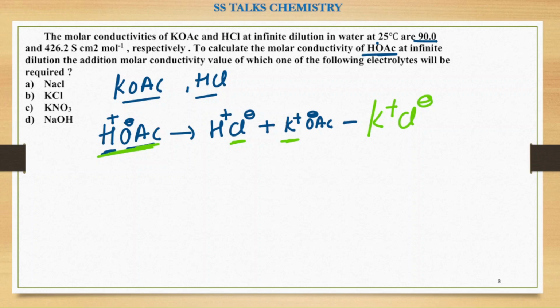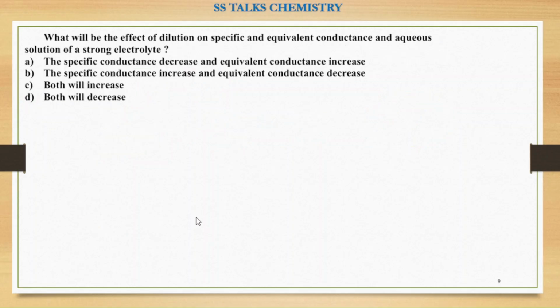So these values we already know. This one is the additional one, that we need the conductivity of. So the additional molar conductivity value of KCl is needed over there. So the correct answer will be option B in this case, right? Moving on to the next one, we have this question.